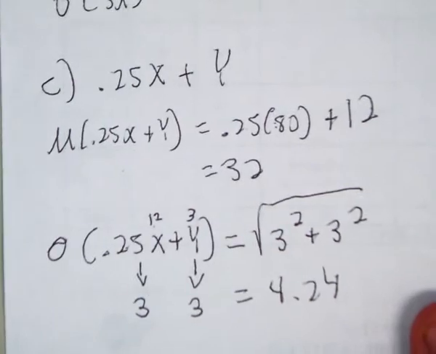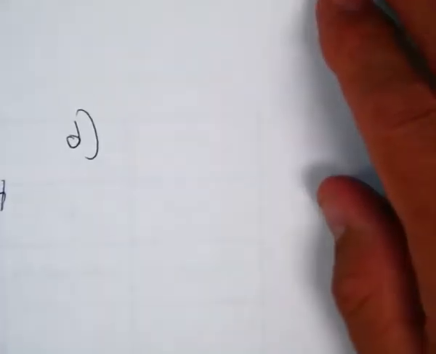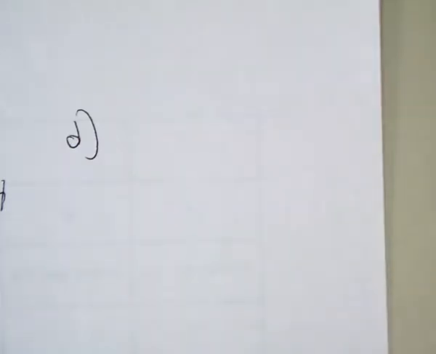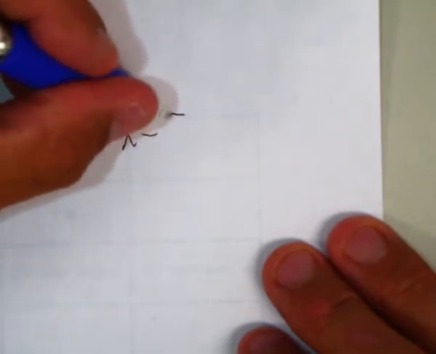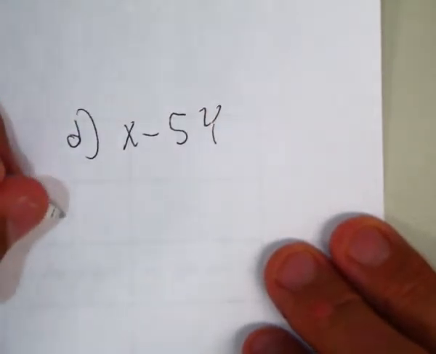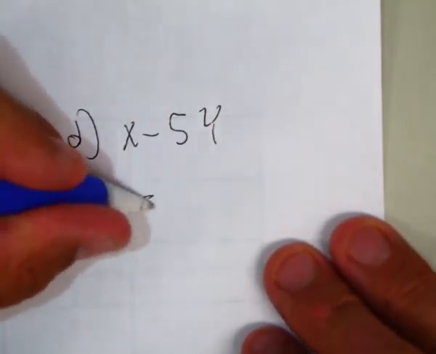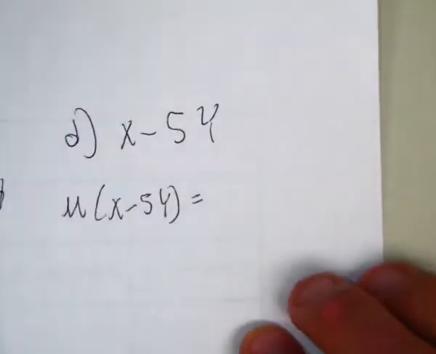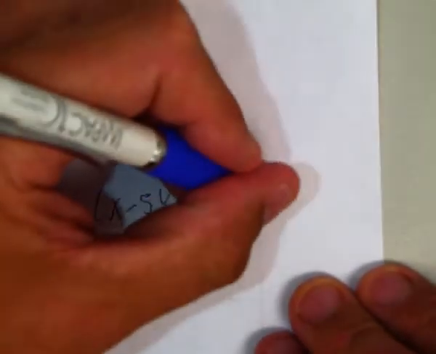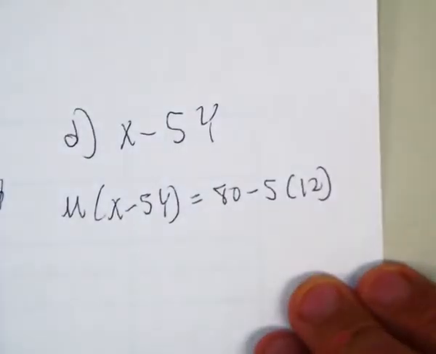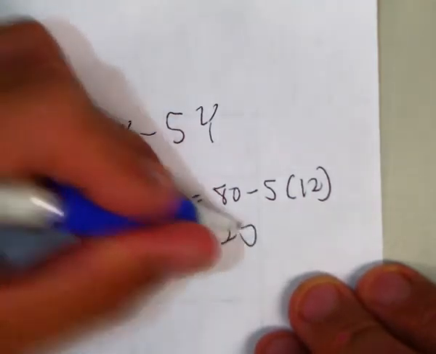Okay. And then D, again, x minus 5y. So the mean of x minus 5y is going to equal the mean of x minus 5 times the mean of y. If we do that out, we get 20.